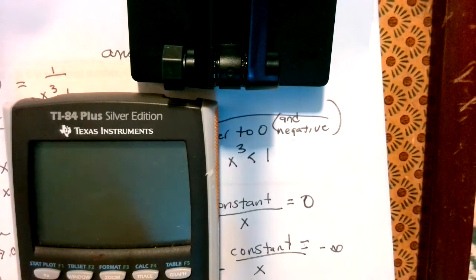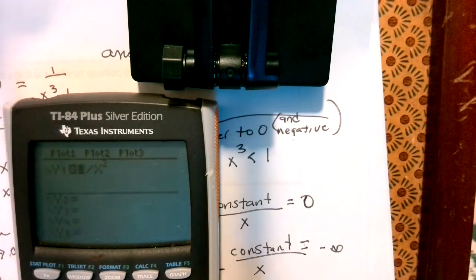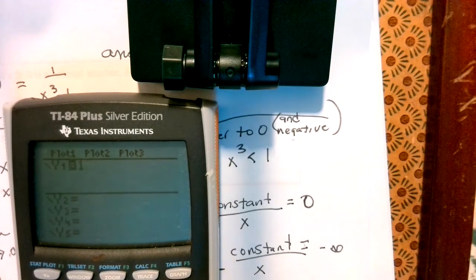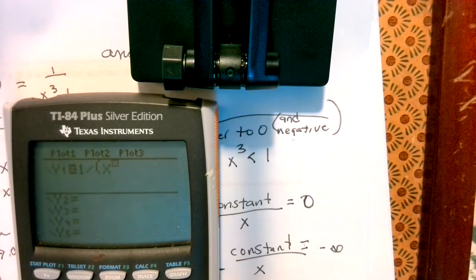Okay, so let me go back to my y equals. Turn on, go back to my y equals. Let's get rid of this one. And this was 1 divided by, and guys, you've got to use your parentheses, x cubed, and get down out of the exponent, minus 1.